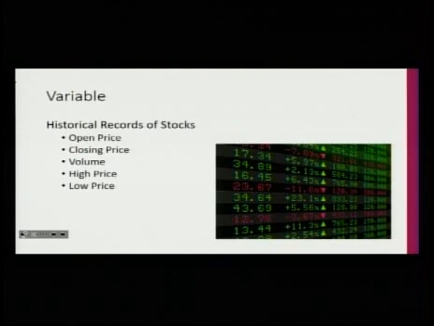So first, the variable. Whenever you get information from a stock, you get five things: open price, closing price, volume, high price, and low price. For this project, I decided to utilize the close price because it's where our transition ends. So it's one day to another, and the close price will be the end of the day.